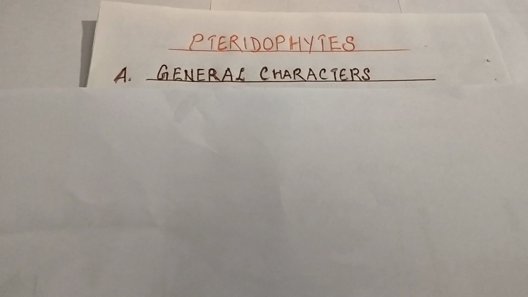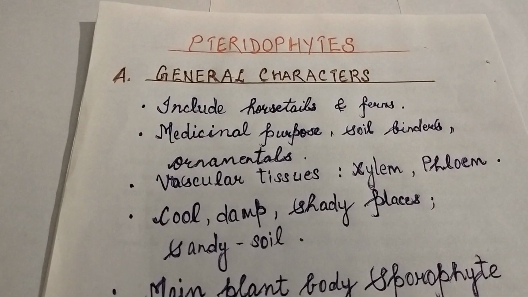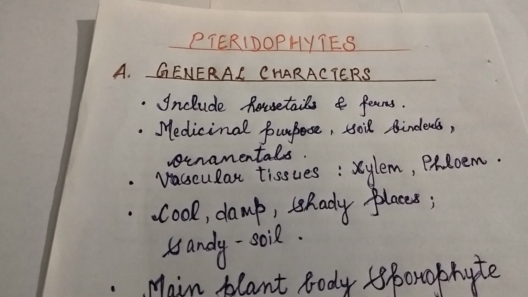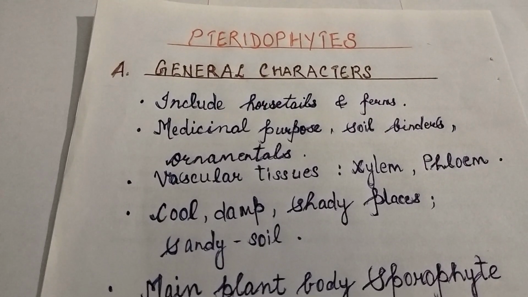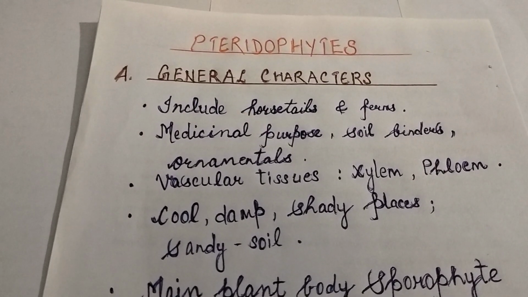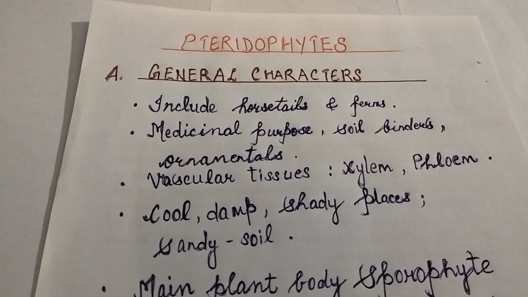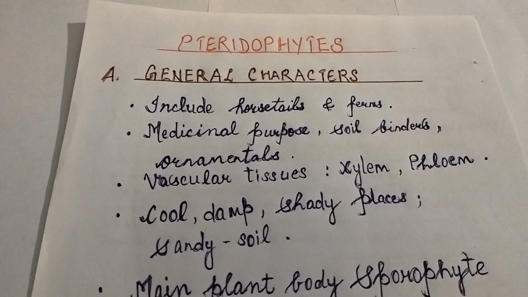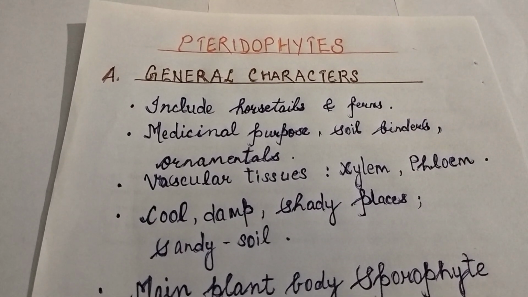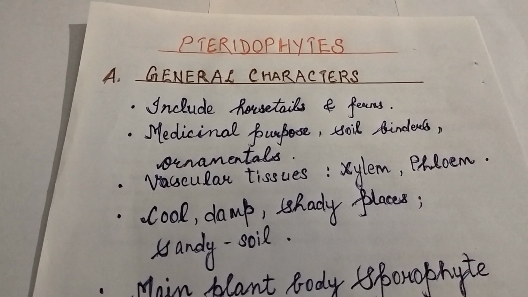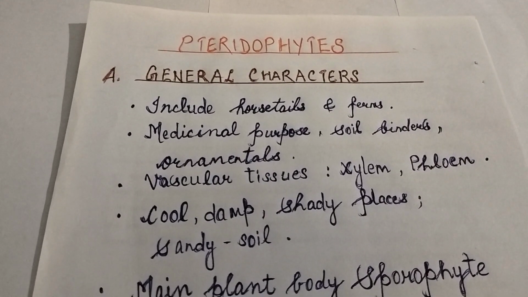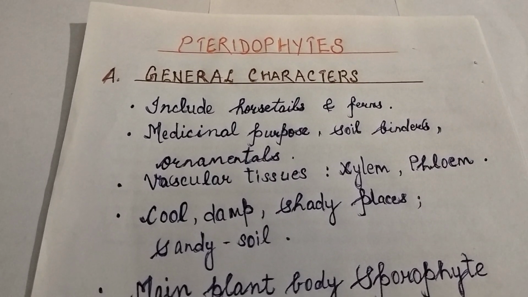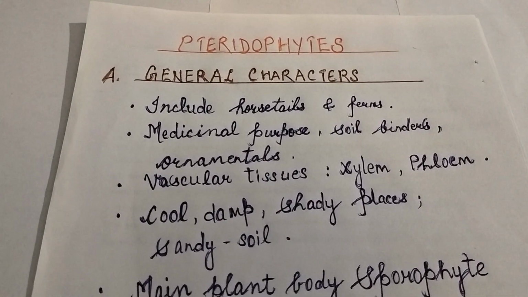Now today we will discuss pteridophytes. Pteridophytes general characters. Pteridophytes include horsetails and ferns. Pteridophytes are used for medicinal purposes and as soil binders. Frequently, they are grown as ornamentals. Ornamentals means show plants.